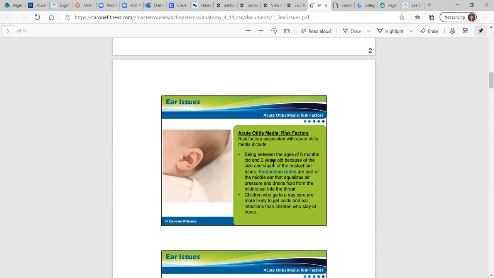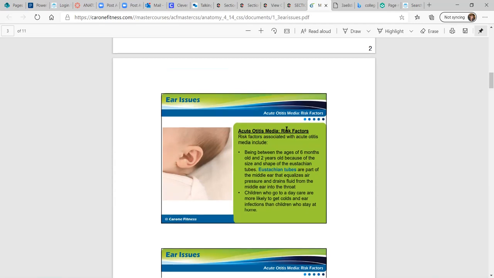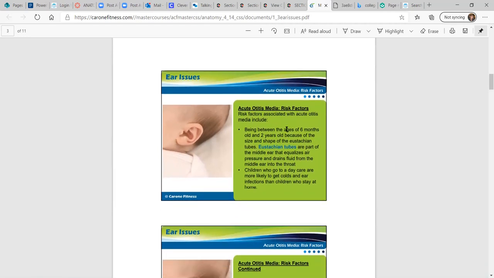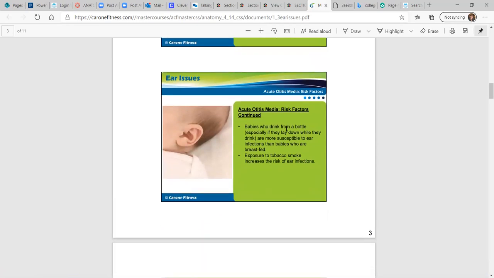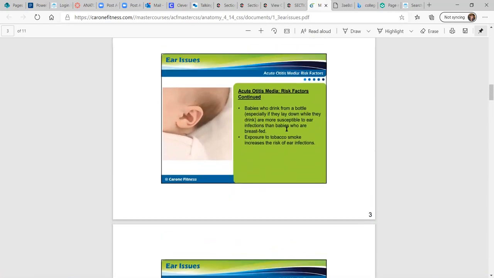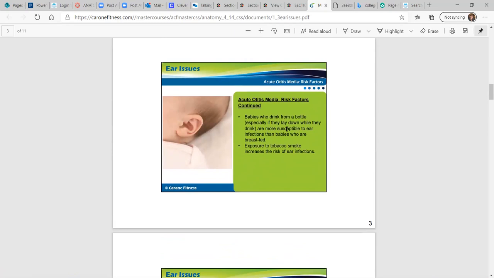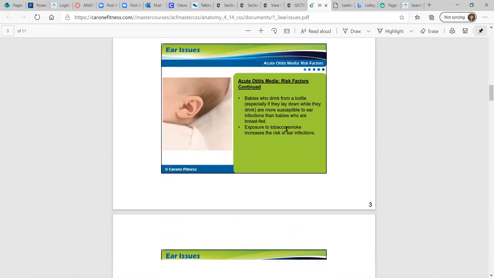Children who go to daycare are more likely to get colds and ear infections than children who stay at home. So if you're around other children, that's a risk factor, and just being younger in general. Babies who drink from a bottle, especially if they're laying down while they're drinking, are more likely to have ear infections than babies who are just breastfed. And lastly, if they're exposed to tobacco smoke, that increases the risk as well.